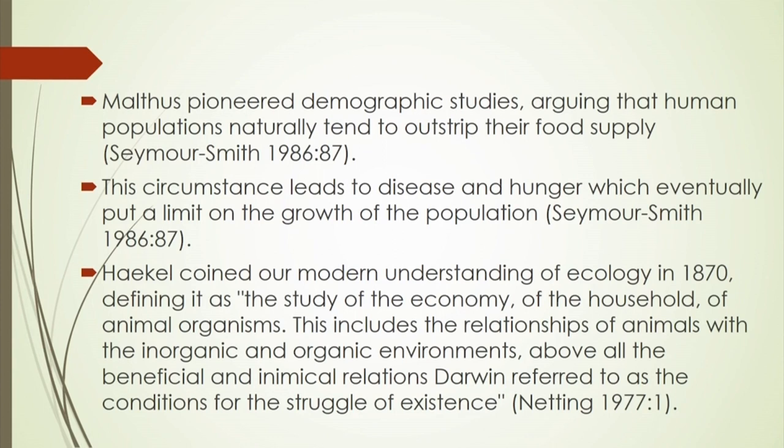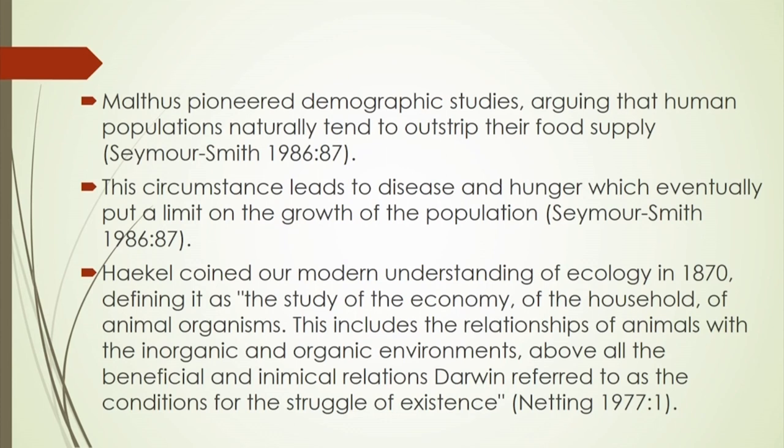Now, along a similar line, Haeckel coined our modern understanding of ecology way back in 1870, which he defined as the study of the economy, that is, of the household of animal organisms. And this in a sense includes the relationship of animals with the inorganic and the organic environments, and above all, there is a beneficial and inimical relationship between what Darwin referred to as the conditions of struggle for existence. Now, what is this conditions of struggle for existence?